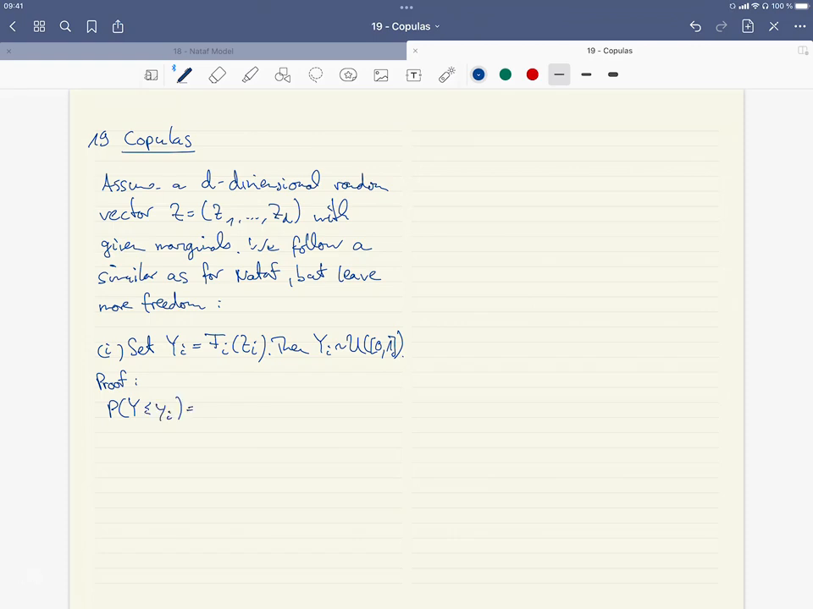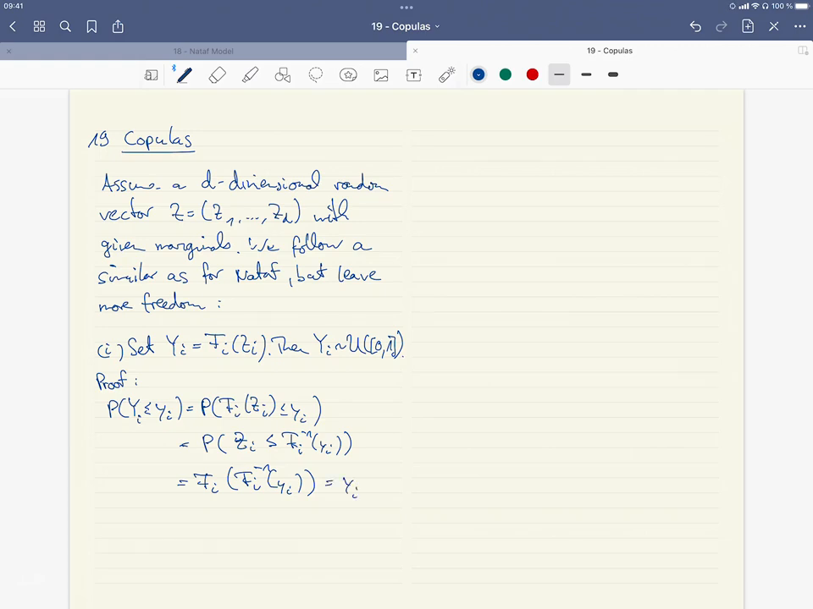So I ask for the CDF of Y_i. That's the probability of Y_i less than or equal to little y_i. I insert what Y_i is, and then I operate inside the inequality with a monotone function, so F_i inverse of y_i, and now I know that the CDF of Z_i is actually F_i. So I have F_i of F_i inverse of y_i, and the inverse cancels.